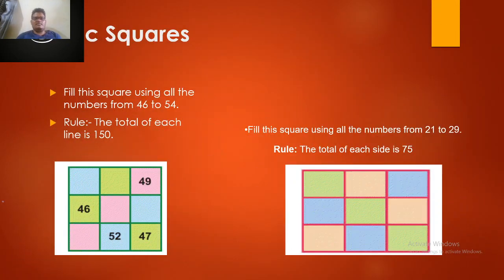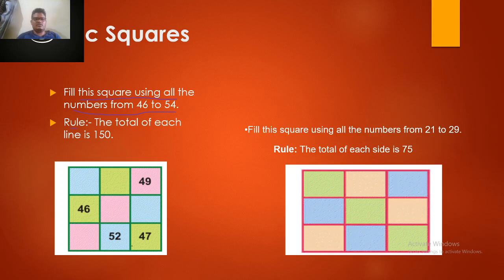Now look at here, magic square. Next topic is your magic square. What is magic square? Now look here. First of all, read out this. Fill the square using all the numbers from 46 to 54. Means using all the numbers we have to fill this box. Means we have to fill here numbers, but all numbers. And the rule is the total of each line is 150. Okay, total of each line should be 150. So there are 4 numbers already written.